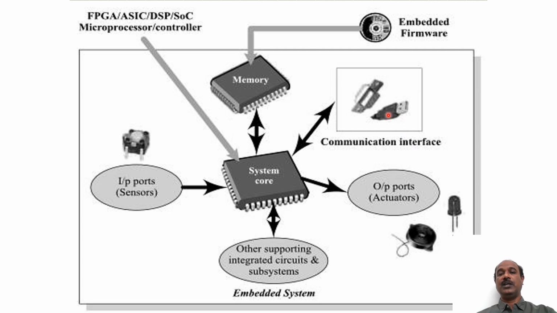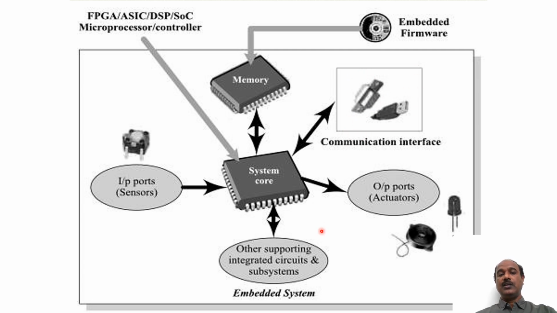It may be USB, I2C, parallel port. Like this we have different types of communication facilities. Maybe your Bluetooth, Wi-Fi. So any one kind of communication or more than one kind of communication systems will be present in the embedded system, which enable this embedded system to talk with the other external devices.